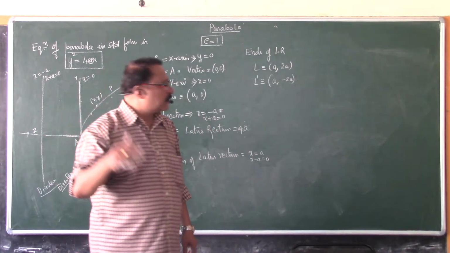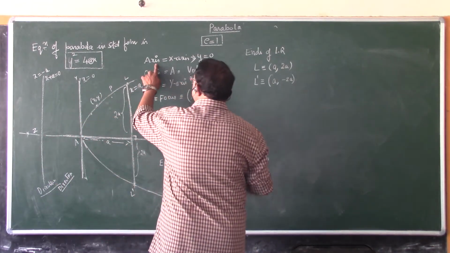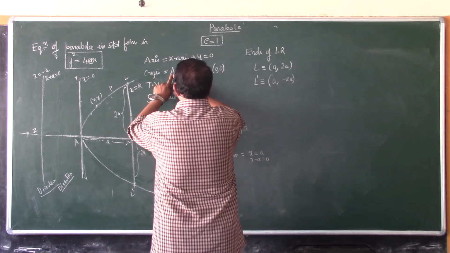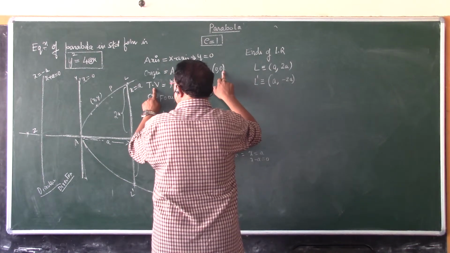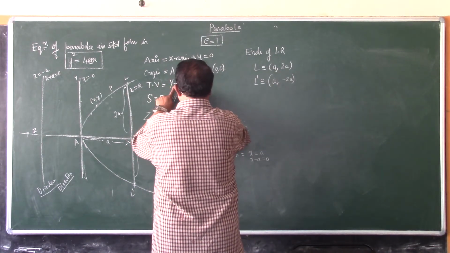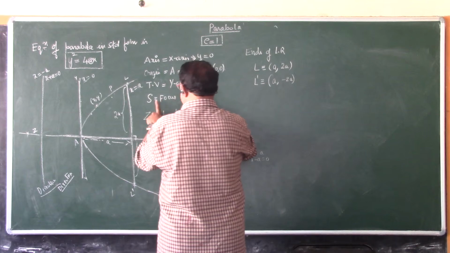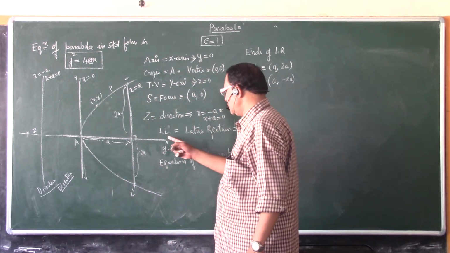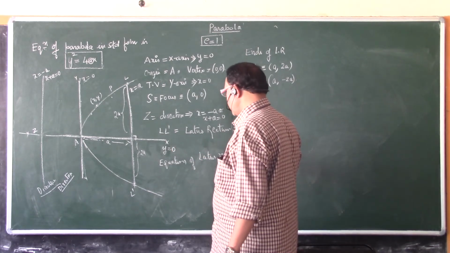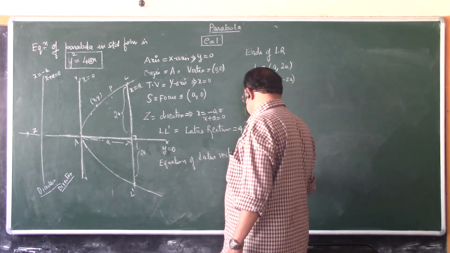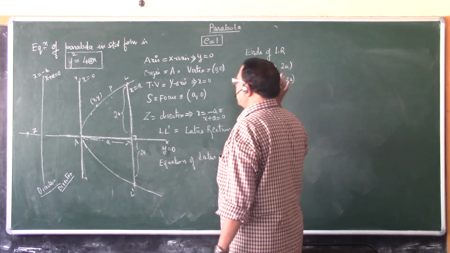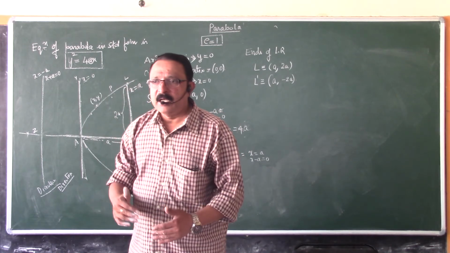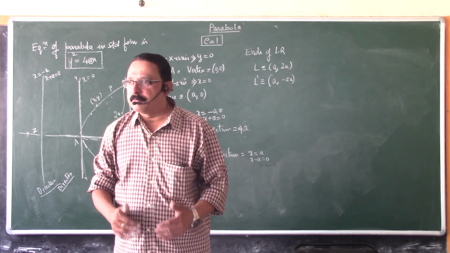So to list out once again, the axis is the x-axis, y equals 0. The vertex is 0 comma 0, that is the origin. The tangent at the vertex is the y-axis, that is x equals 0. The coordinates of the focus are a comma 0. The equation of the directrix is x plus a equals 0. The length of the latus rectum is 4a. The equation of the latus rectum is x equals a, and the ends of the latus rectum are, upper end a comma 2a, lower end a comma minus 2a. Okay.